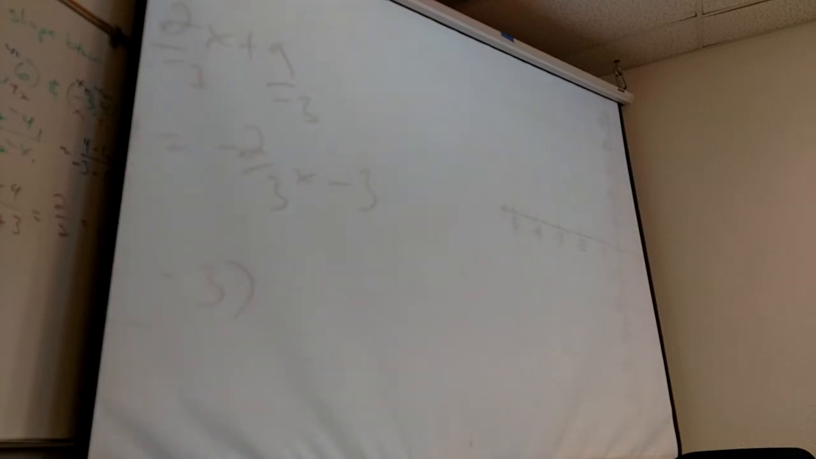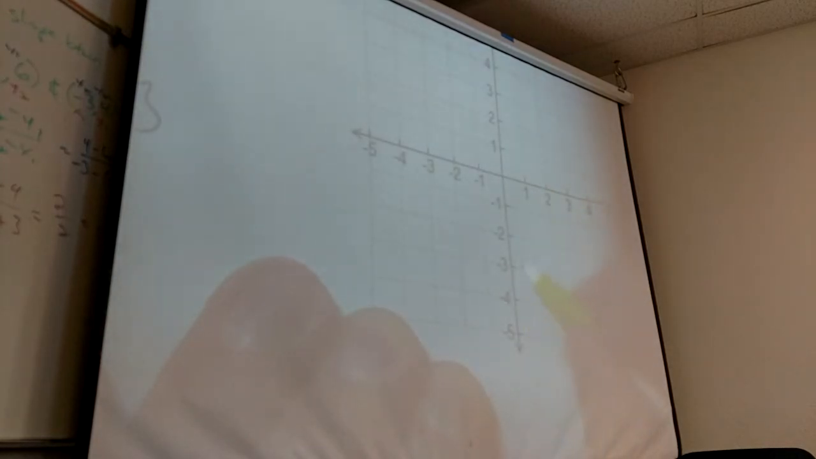So then, of course, I start at (0, -3). And I go where? Down 2 over 3. I could have gone up 2, back 3. Doesn't really matter either way. It's the same.